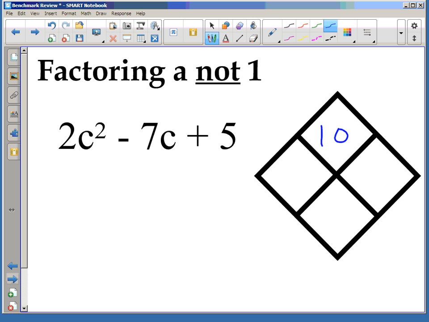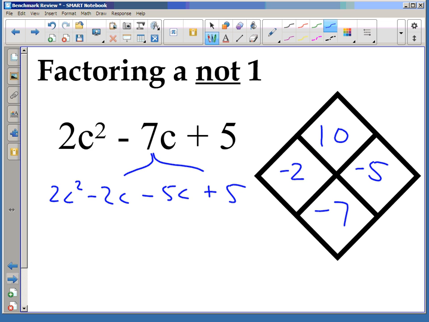Okay, I got a 10 and a negative 7. The factors of 10 that add up, because 10 was positive, to equal 7 are 2 and 5. They have to both be negative, so they add up to be negative. And now we'll rewrite. We have 2c squared minus 2c. And not mentioned earlier, but you can flip the order of these, and you'll get the same answer in the end.